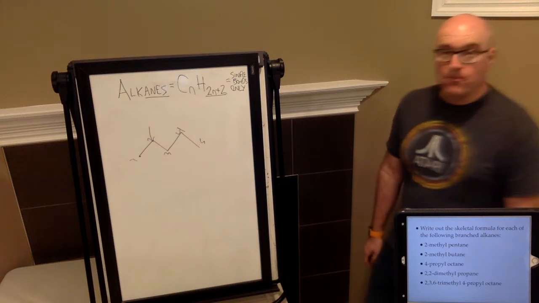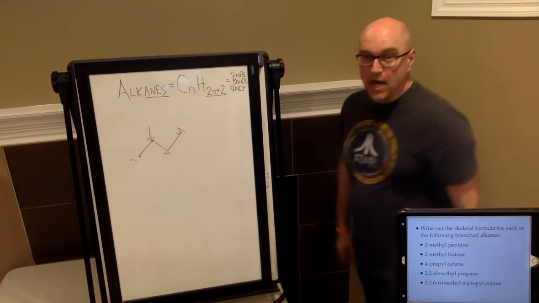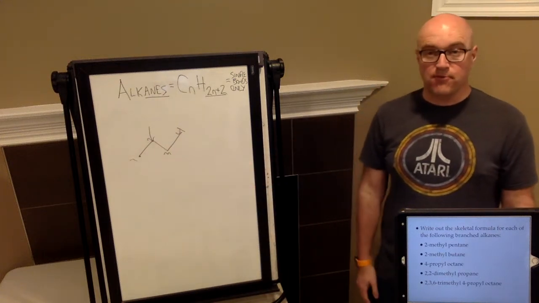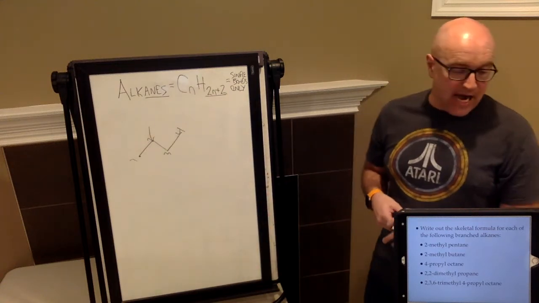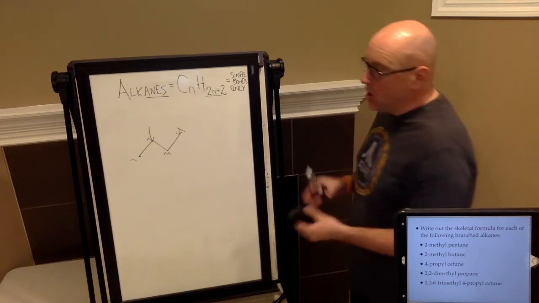What would be 2-methyl butane? Very simple. It's a shorter chain, but it's going to look like that. Here's my butane main chain, 1, 2, 3, 4, because butane is a prefix for 4. I've got a methyl side chain off to the side on the 2 position. We're good to go.